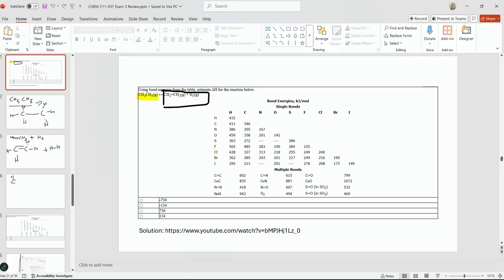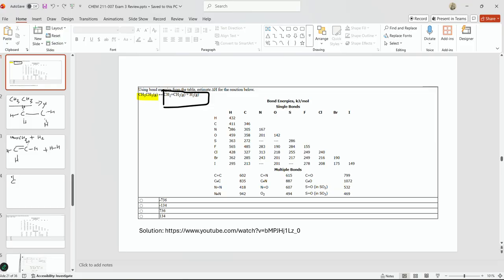And just by looking at the same table, H to C, what is the answer? C to H. 411. Would you times that by 2 because it's happening twice? Yeah, but I just like to add it. It's the same thing. Okay, let's add all these. So we have 346 plus 411 plus 411.